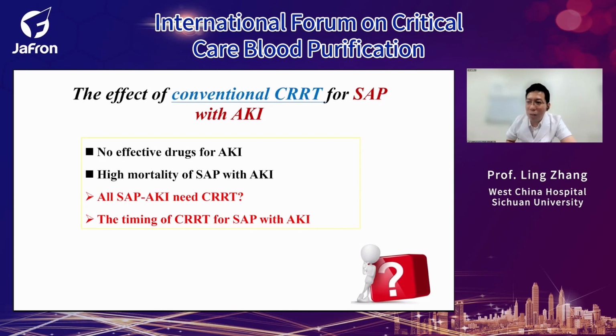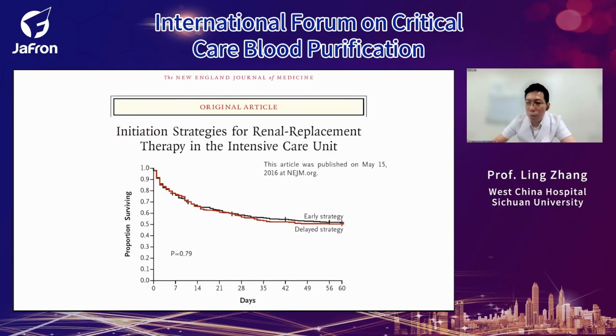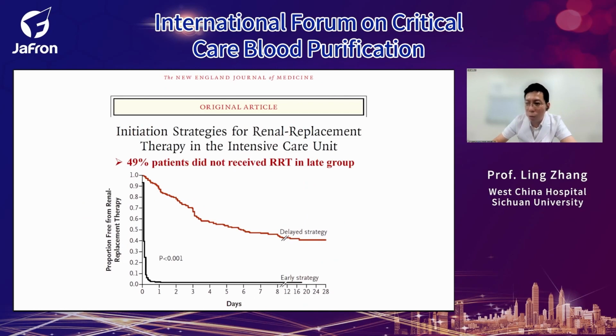I think that since 2016, the hot topic of the timing of CRT has occurred. We can see two studies, the IDEAL-ICU study and the ELAIN study, just have dramatically different findings. The IDEAL-ICU said there are negative findings about the early intervention of the CRT. And in the ELAIN study, we can see very good findings about the early intervention of the CRT. So for the IDEAL-ICU study, we can see there's no benefit from early intervention of the CRT. And furthermore, we found that in the late group, just half of the patients did not receive renal replacement therapy. I think it's a good thing that the patients did not need to receive early CRT.